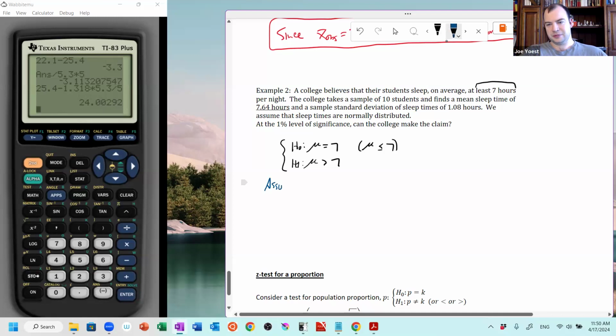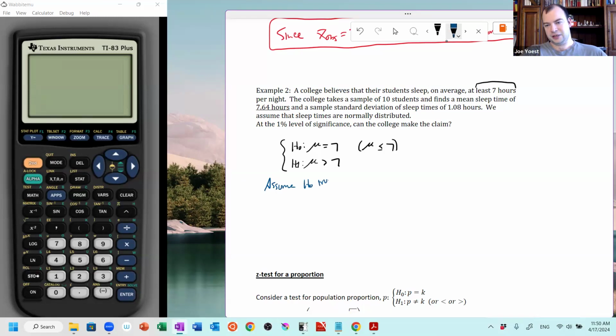Now we assume H naught is true. Again, we have a sample, 7.64 hours for our X bar observed. That's a bit bigger than 7. Is it just a little bit bigger than 7? It could easily have occurred by just sampling error, or is it so much bigger than 7 that I say, okay, this couldn't reasonably have occurred just by sampling error. I have to conclude that the mean is actually bigger than 7. Not that I have to, but the statistical evidence leads me to that conclusion.